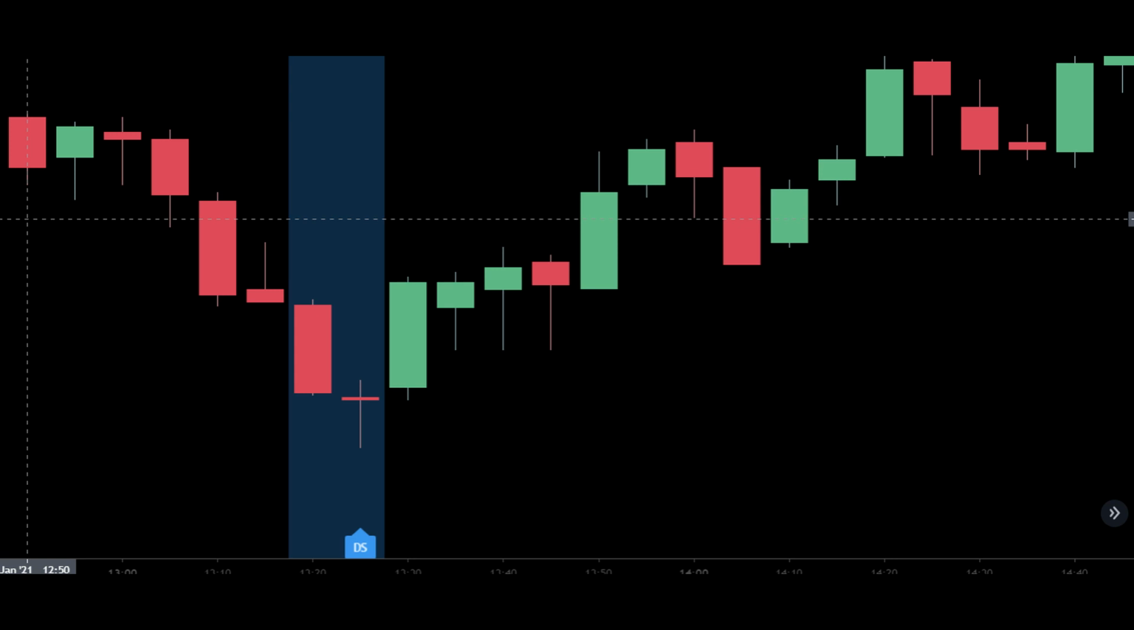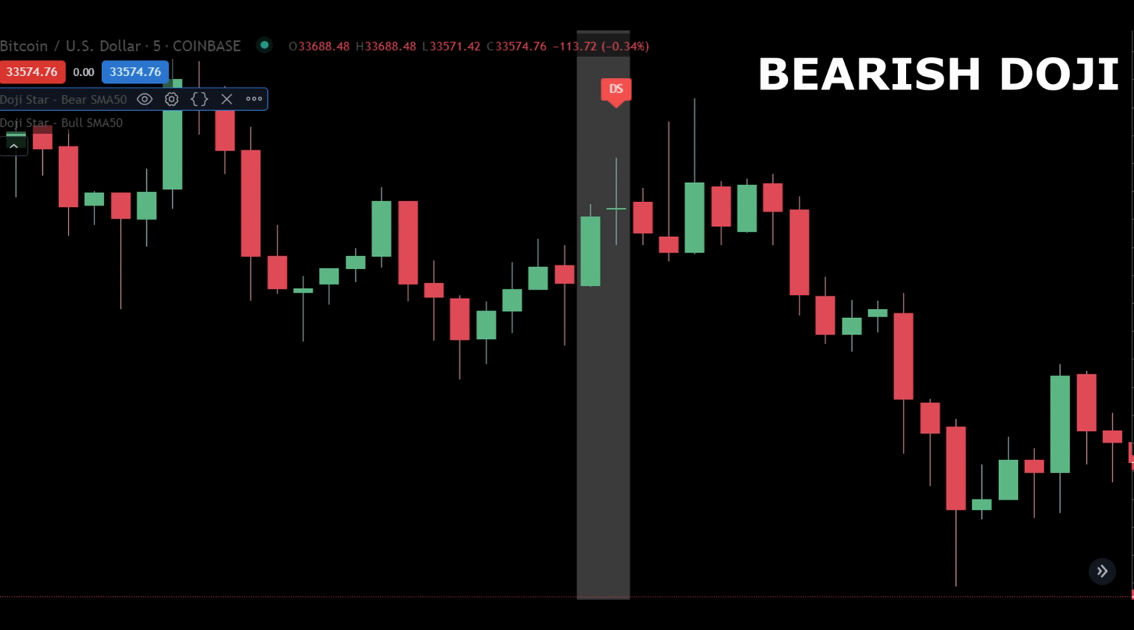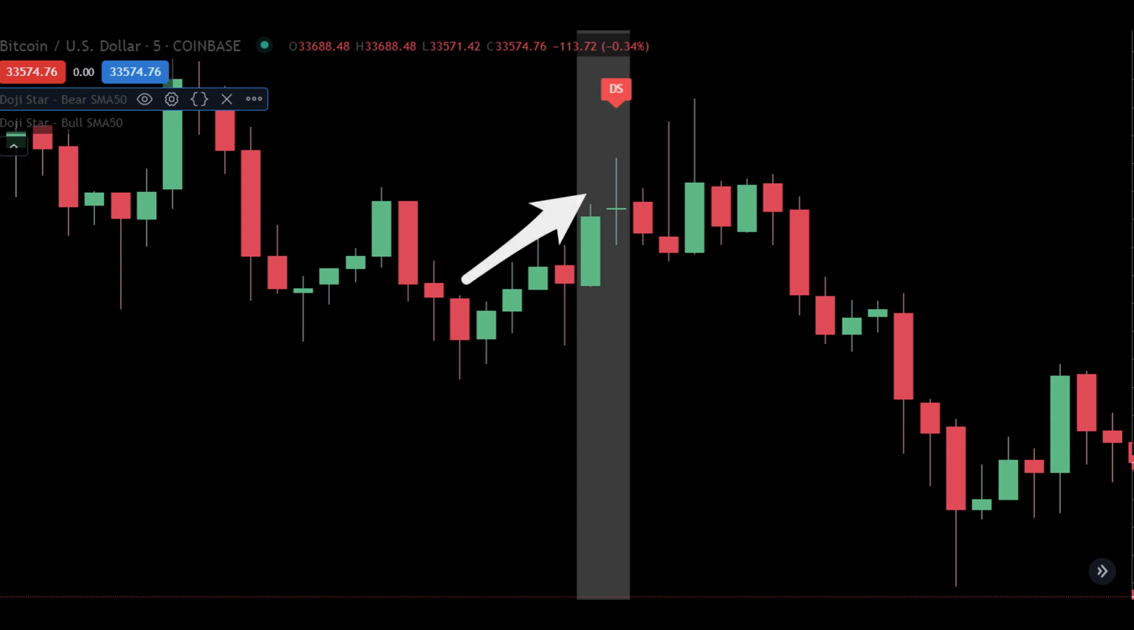A bullish doji would appear at the end of a downtrending market, and it would signify the onset of a reversal in trend leading to an increase in price action. A bearish doji, on the other hand, would show up at the top of an uptrending market, indicating an impending reversal leading to a drop in price action.